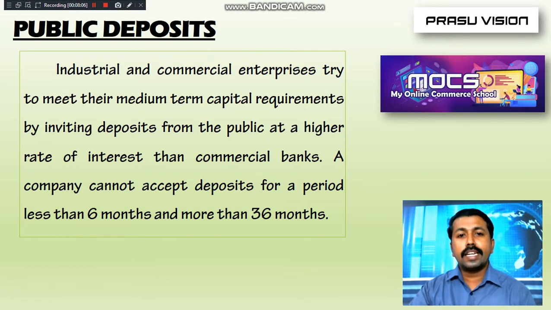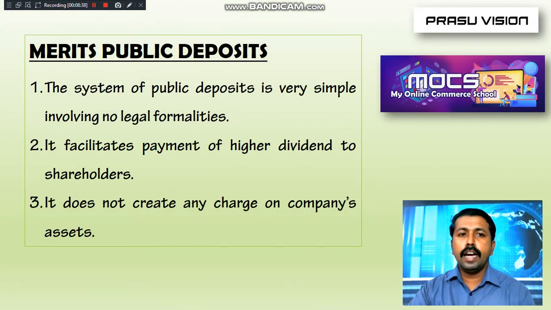The next source of long-term finance, or medium-term finance, is public deposit. Public deposit means collecting funds from the public, the common man, by paying some interest. So we can collect these types of funds for 6 months to 36 months. So remember, public deposit is another source of raising finance accepted by the company by paying interest. Normally 6 months is the minimum duration, and 36 months, which means 3 years, is the maximum duration of public deposit.